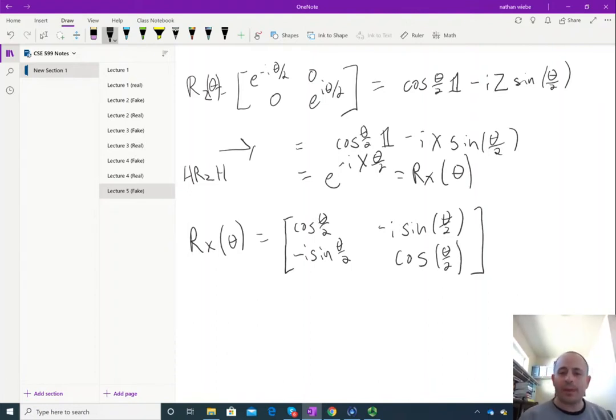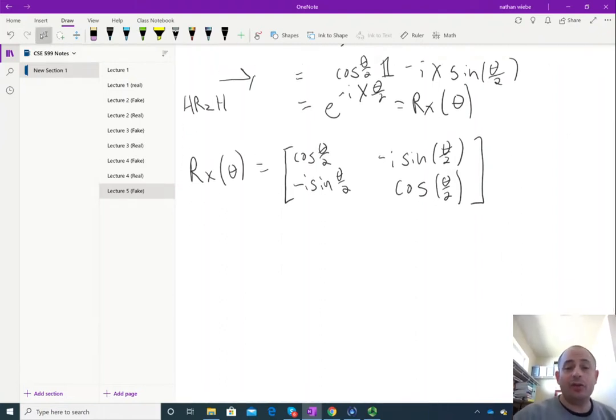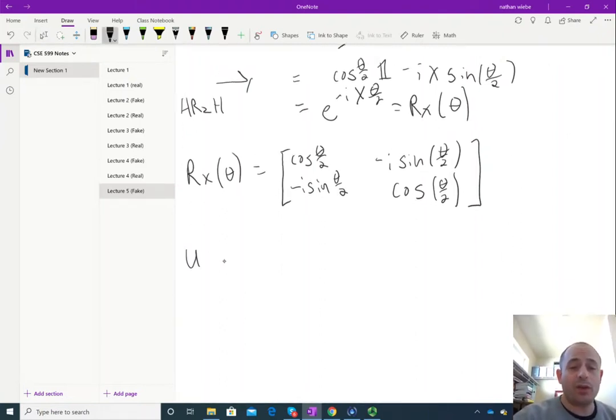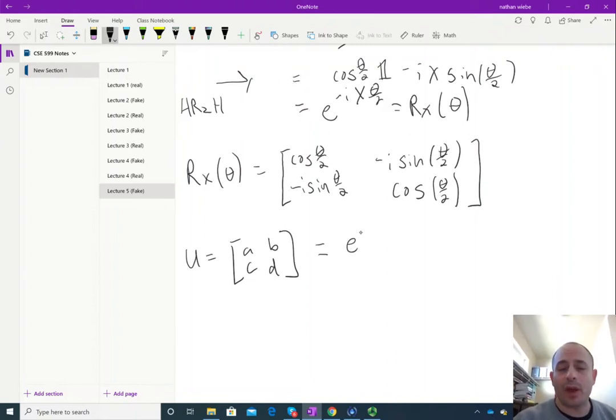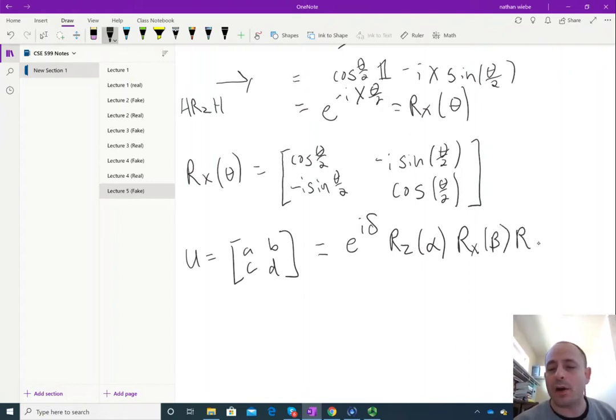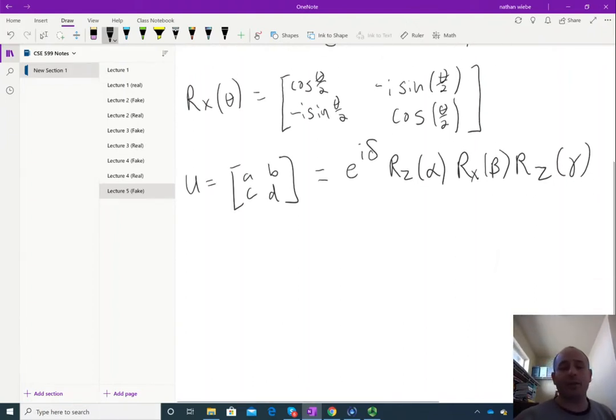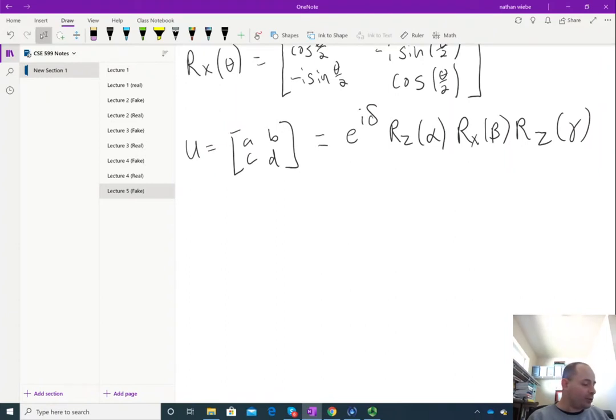Now, my claim is that any 2 by 2 unitary U, with entries A, B, C, D, can be written in the form e to the i delta Rz of alpha Rx of beta Rz of gamma. Okay, so cool. That's basically the form that I'd like to use for this, and now I'm going to prove this to you.